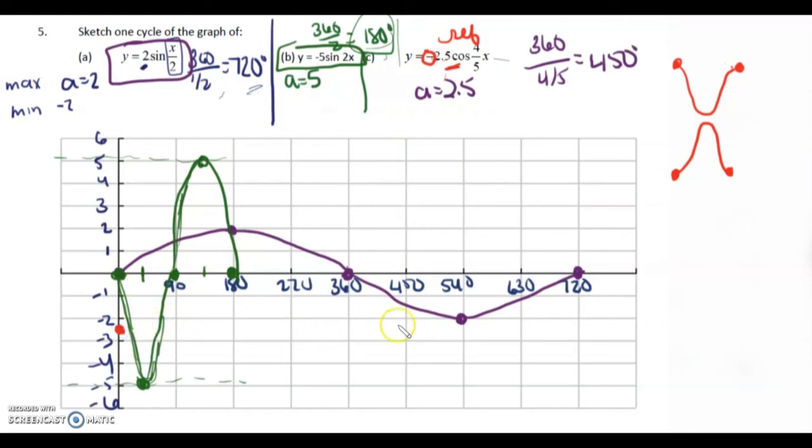So I'm going to plot our minimum at negative 2.5. And 450 degrees later, because that's the period, I'm going to plot another minimum. Halfway between those, I'm going to plot a maximum, so at 2.5. And then between these points, I'll have points right on the equation of axis.